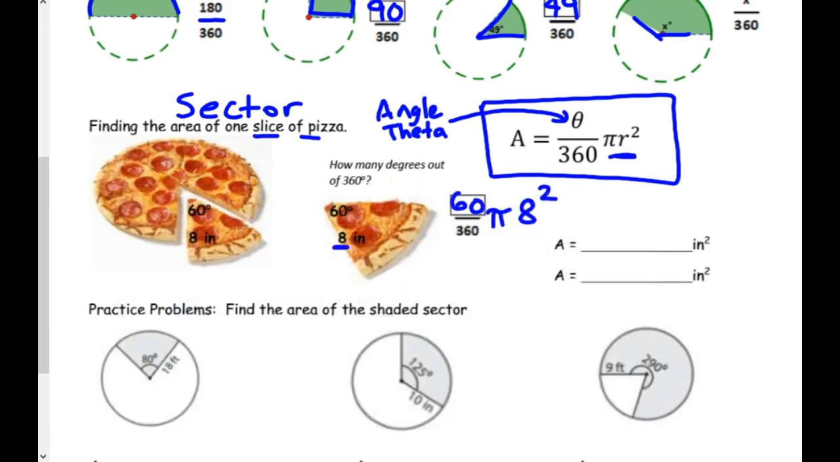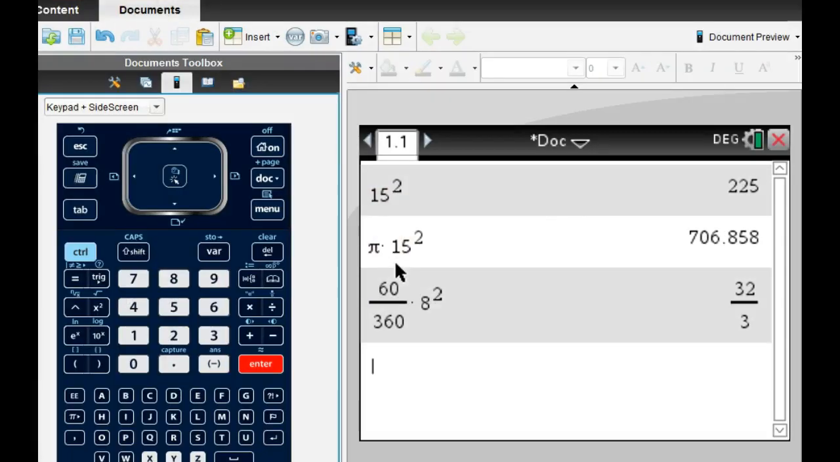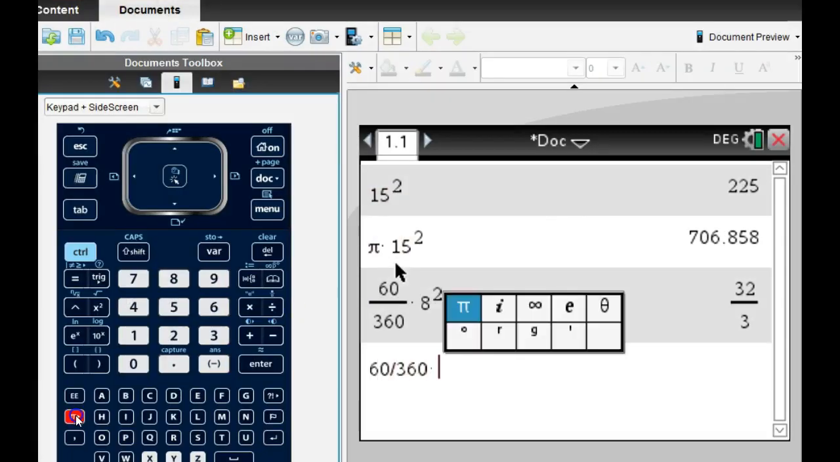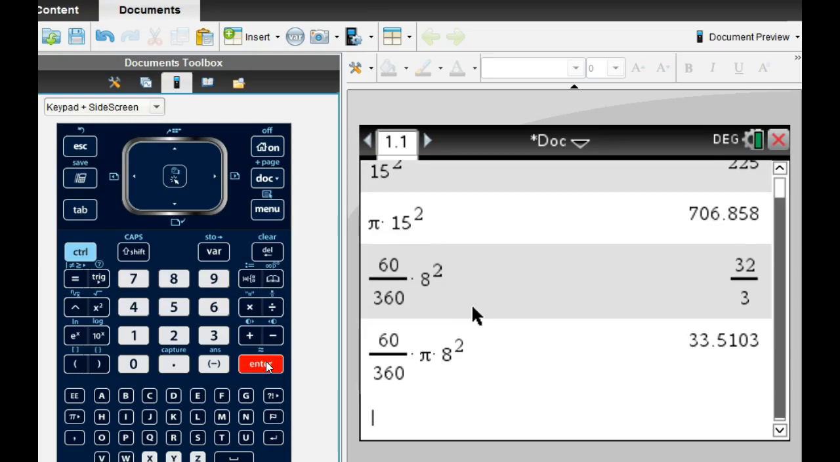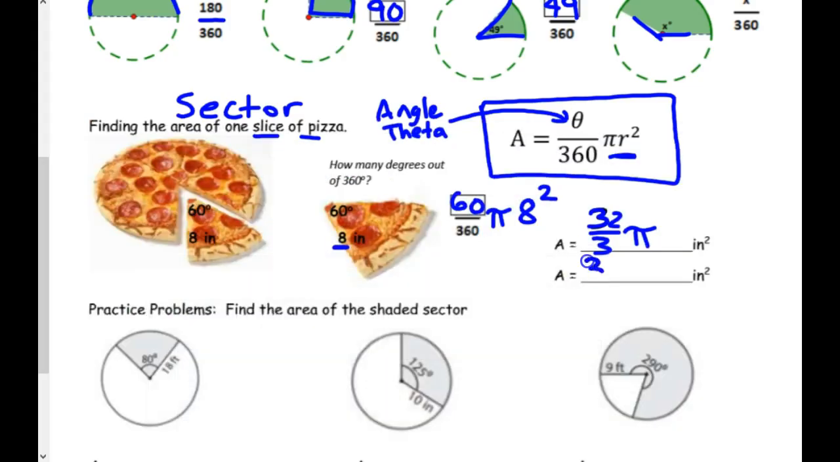Okay? So, 32 over 3. And what do I need to put next to that? Pi. Since I didn't type it, I write it. All right? And this time, I'm going to retype it with the pi. So 60 over 360, pi 8 squared. Okay, and I get 33.51. 2 different answers, 2 different ways. Terms of pi or a decimal, okay? So if you keep doing both, then when I ask you for one of them, well then you only have to do one of them, right?